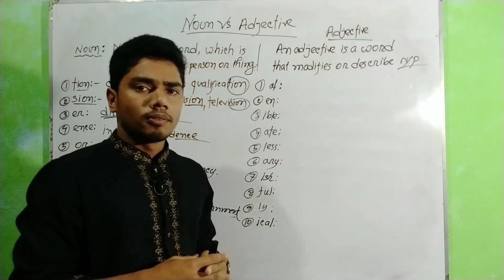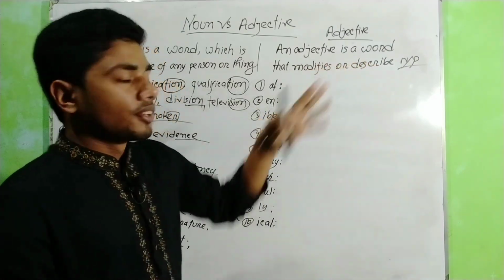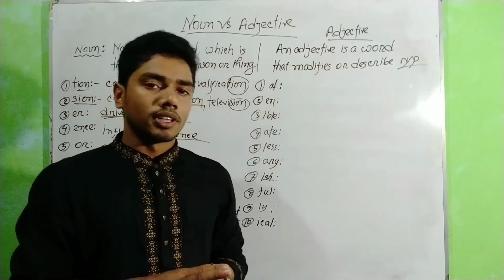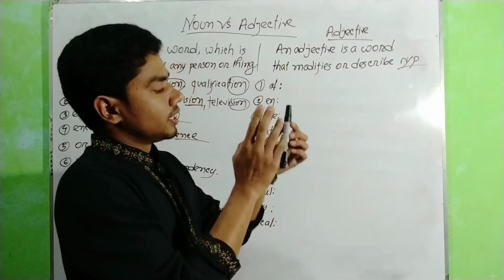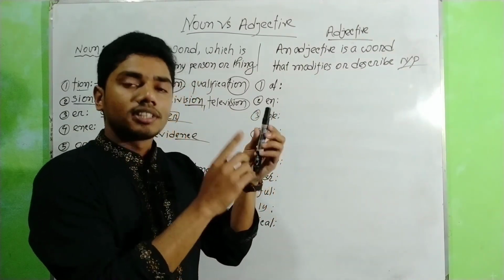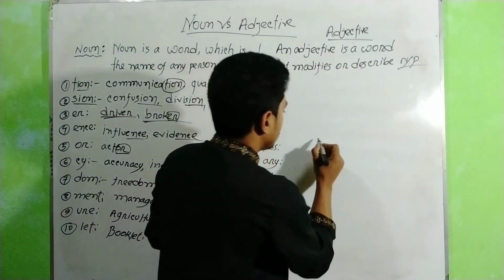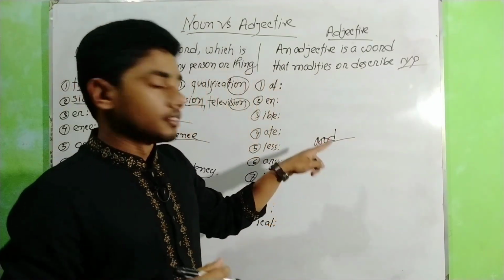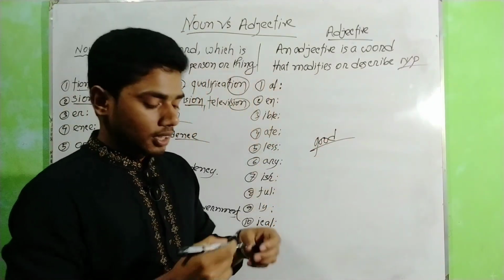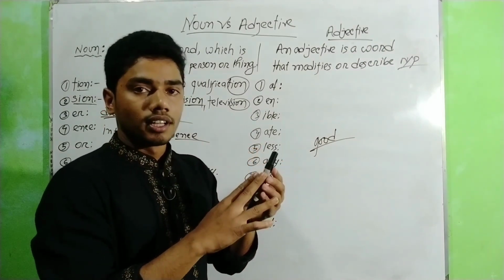So, what is an adjective? What do I mean by adjective? Actually, an adjective is a word that modifies or describes a noun or pronoun. That means what? For example, this is a very good pen. What type of pen is it? It's a good pen. So this good is an adjective because it represents the qualities of this pen.